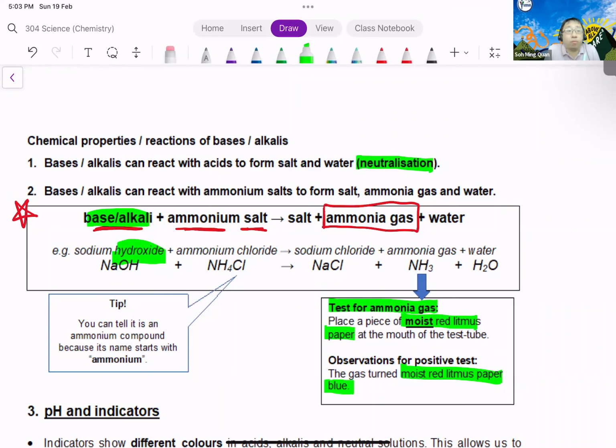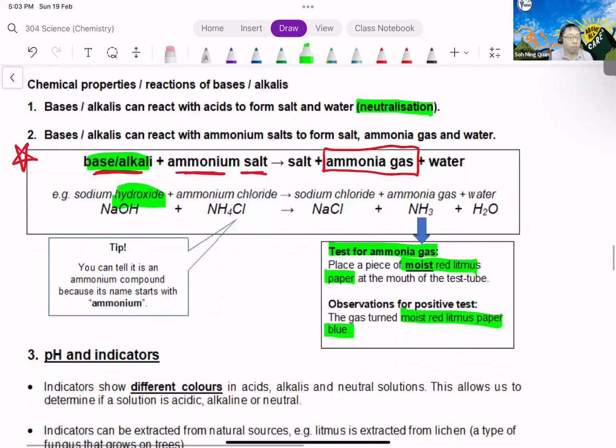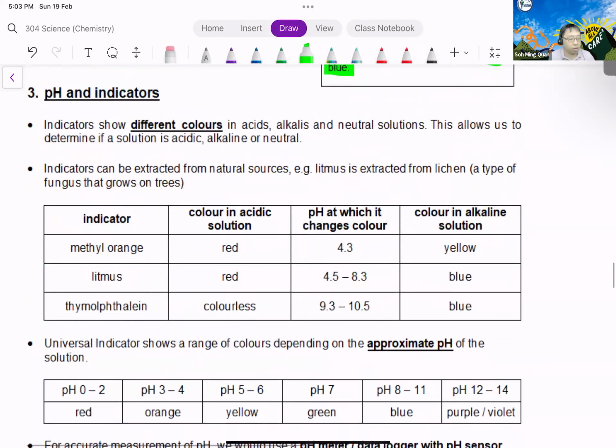Okay, I sincerely hope you brought this set of notes home to study. This is acids and bases. If you didn't bring this set of notes home to study, please bring it home on Monday. My test is on Tuesday. Okay, the next one is easy: pH and indicators.